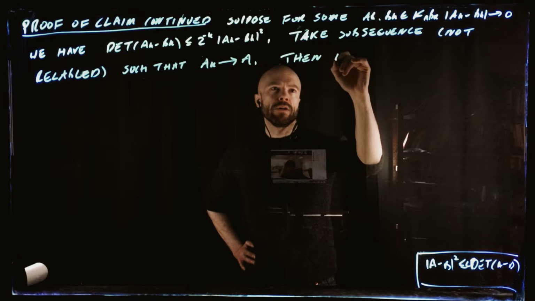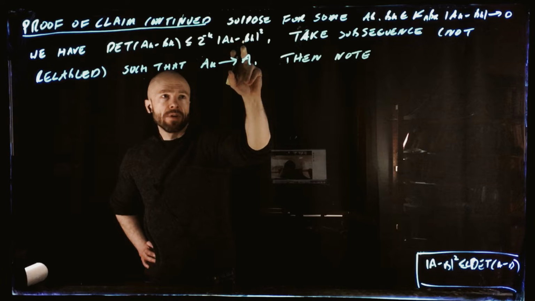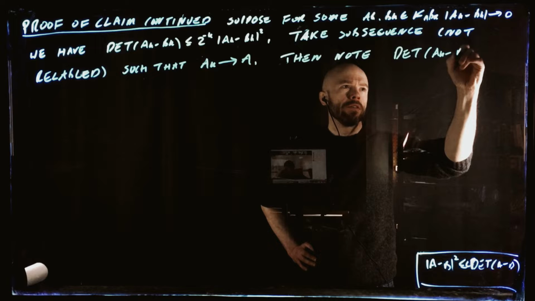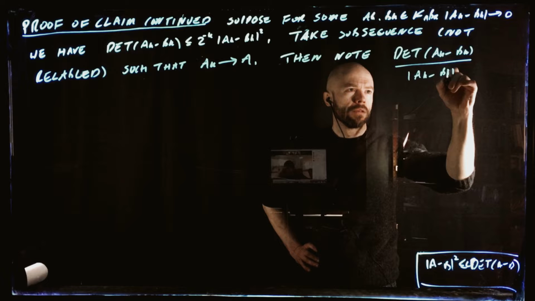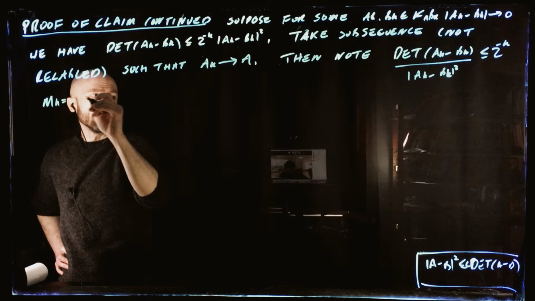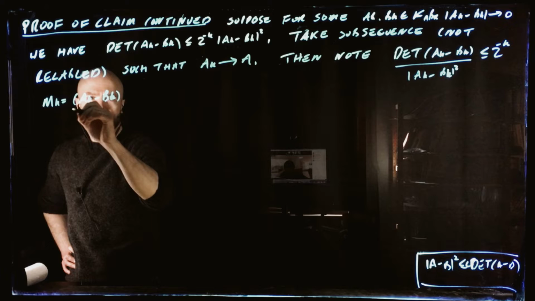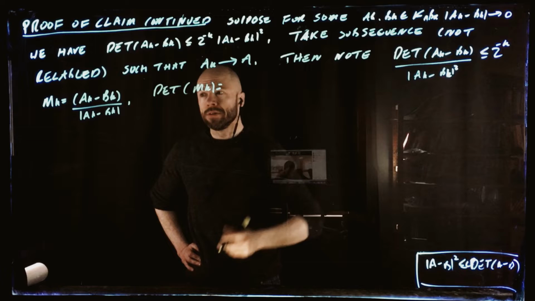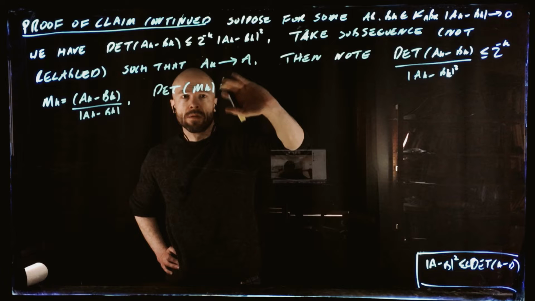Then note that we can just divide both sides of this by the norm of AK minus BK squared, right? So we have the determinant of AK minus BK over the norm of AK minus BK squared is less than 2 to the minus k, like this. But then consider this matrix, let's call it MK, which is AK minus BK over the norm of AK minus BK. And then the determinant of this MK is just this quantity, right? Because it's a 2x2 determinant, we can pull out this thing. So this thing is actually less than 2 to the minus k.